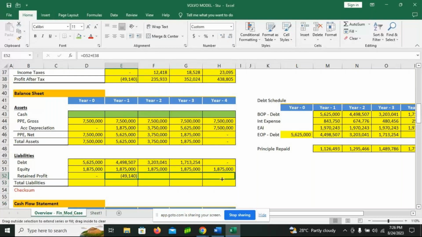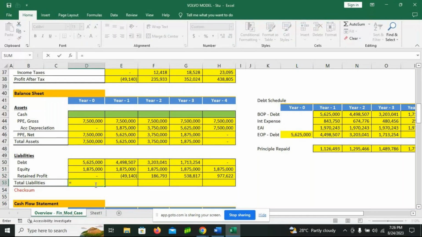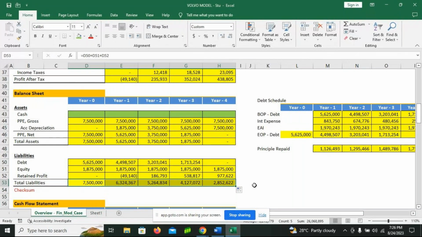So total liabilities will be equal to D50 plus D51 plus the retained profit. So I'm getting the amount. So this is about your balance sheet.